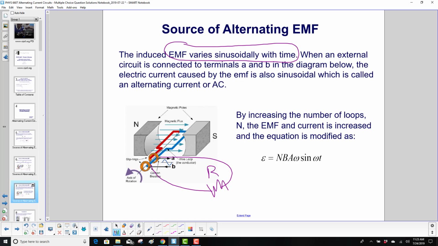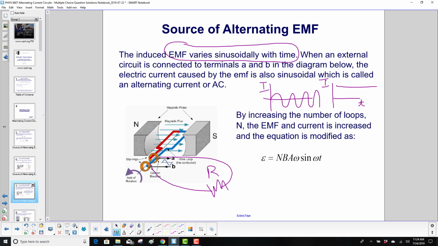The current will also vary sinusoidally. So the current will do this too, and that's called alternating current. As opposed to direct current, which, if I plot current against time, would just be constant the whole time. AC current varies as a sinusoid.